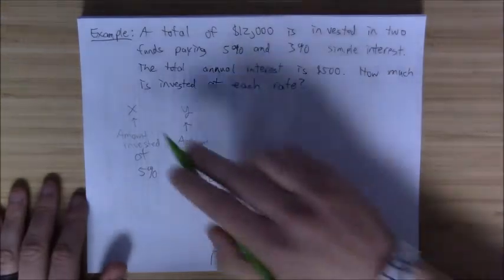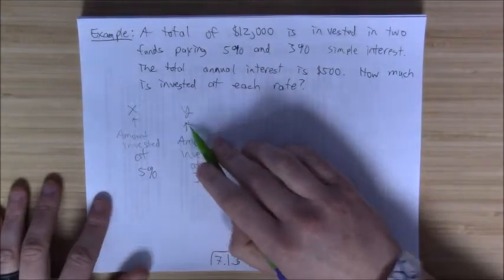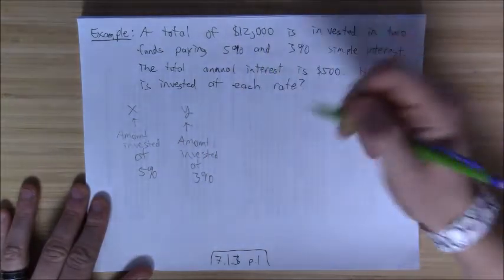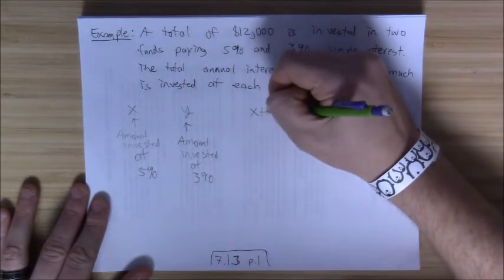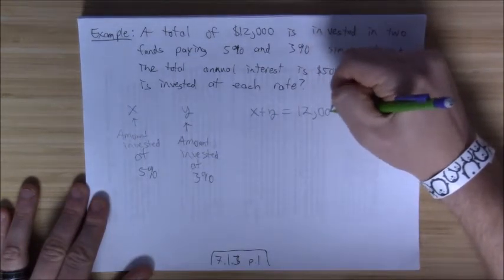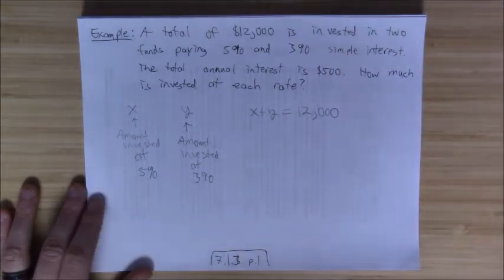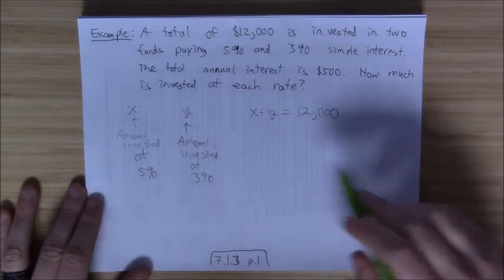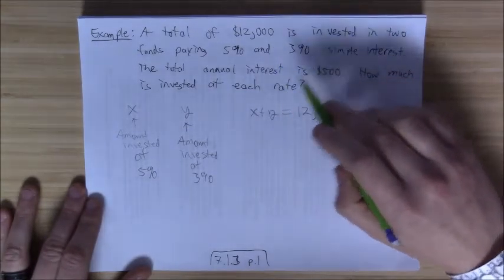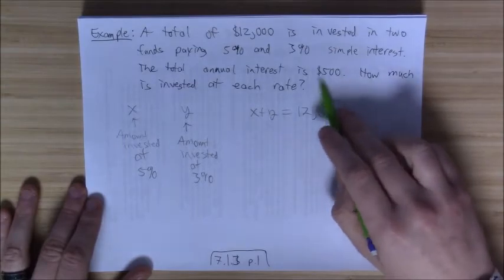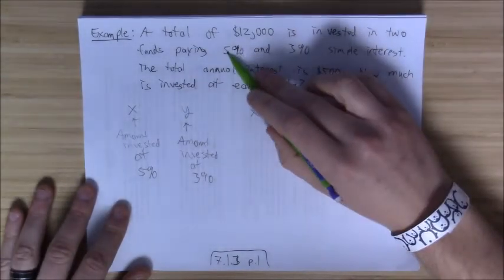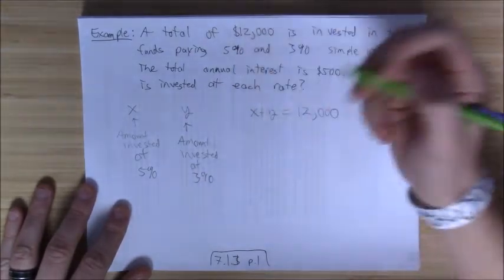Well then, if those are the two amounts, in total we know we have 12,000 that was invested, so X plus Y should equal 12,000. But we also know that the total amount of interest was $500. How do we calculate interest? Well, we take 5% as a decimal.